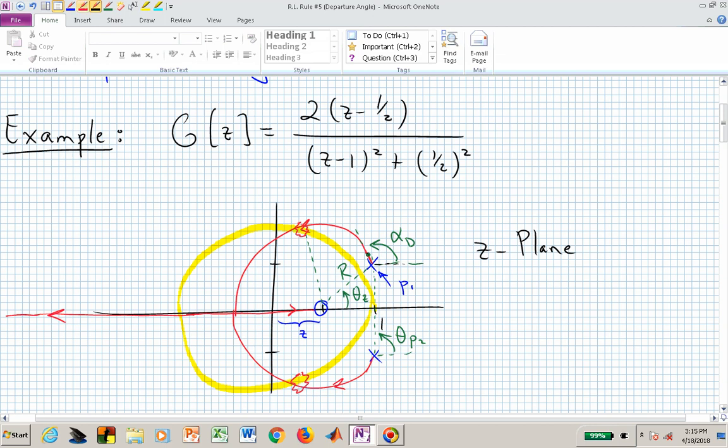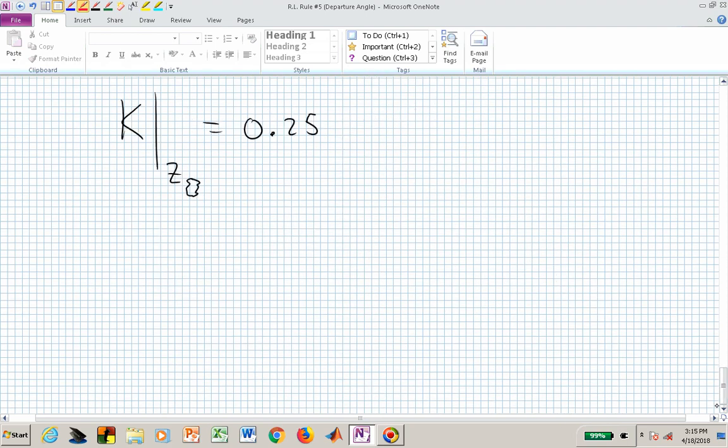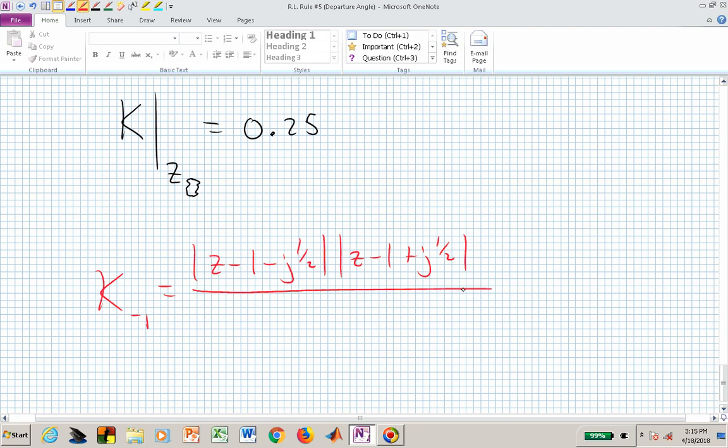And then we could determine what is the gain to get us to leave the unit circle, or the gain k at -1. Again, doing all of that, we have z minus 1 minus j 1 half, z minus 1 plus j 1 half, all over, for this particular example, 2 times z minus 1 half, and we evaluate that at z equal to -1. You plug in all of those numbers, and you end up with 1.42.